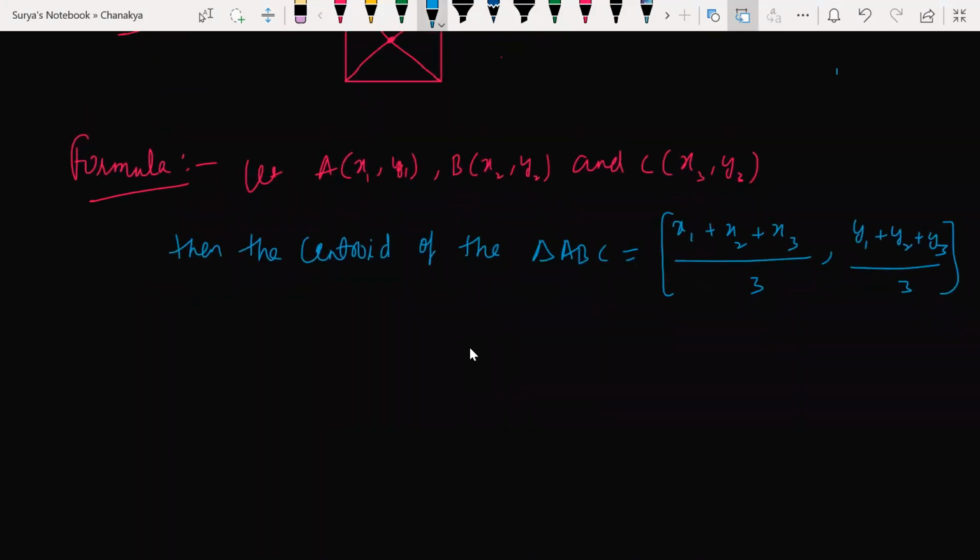How will the triangle be? If I draw a triangle something like this, this is A x1 comma y1, this is B x2 comma y2, this is C x3 comma y3. This is the centroid. Any doubts? No, sir. Very simple. Just substitute the values only. Yes, that's it.